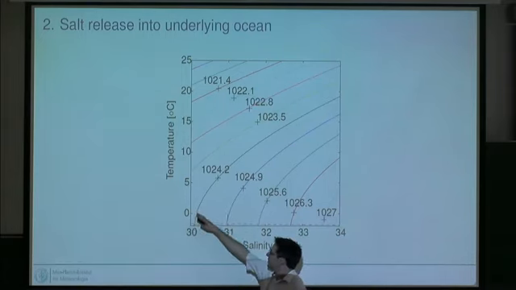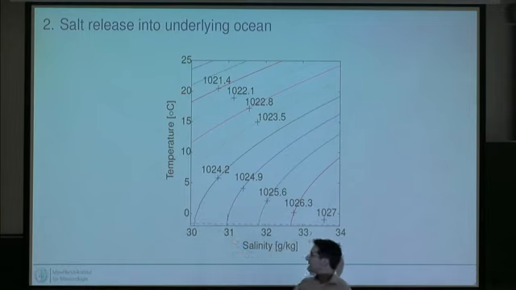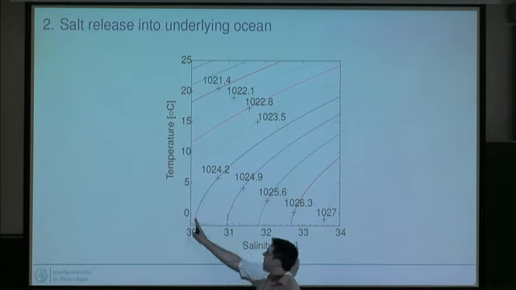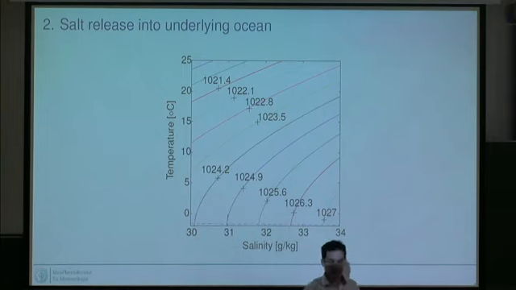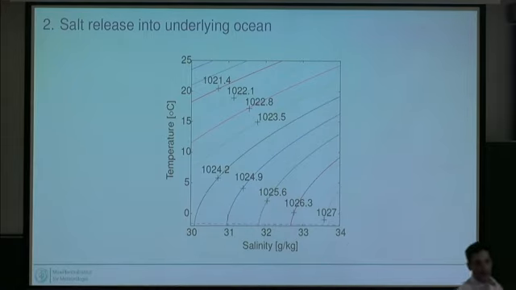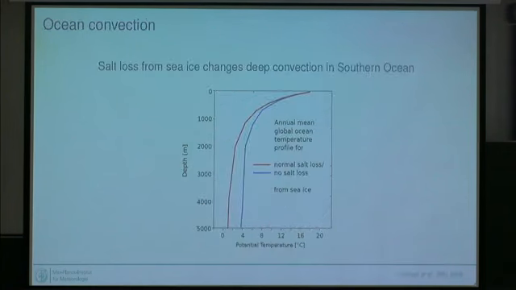And what you see is that for this very cold water, the temperature doesn't really matter too much for the density. It's almost vertical down here. But the salinity matters a whole lot for the density of the seawater. And as salt is released from sea ice, it changes the density structure of the underlying ocean.